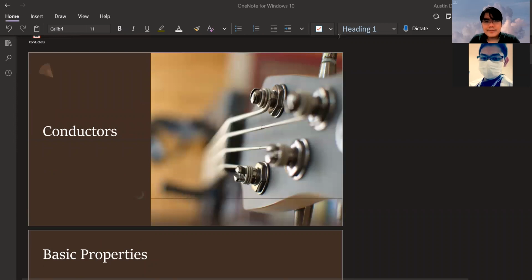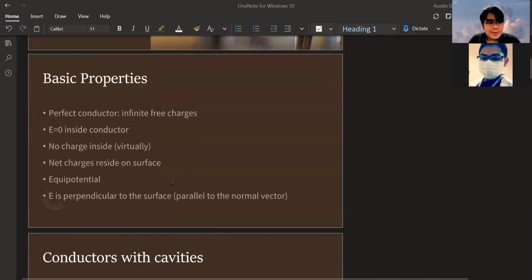Okay, so basic properties muna tayo ng conductors, and that will be this, guys. So, pag may perfect conductor tayo, ideally, theoretically, pwede tayong magkaroon ng perfect conductor. And ang definition nun will be, it would have infinite free charges. Itong free charges na to, nagre-reside sa surface niya. Net charges reside sa surface. So, sila yung mga nagpo-produce ng electric field.